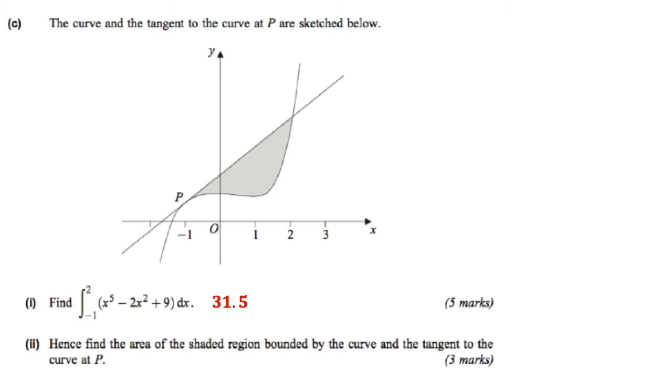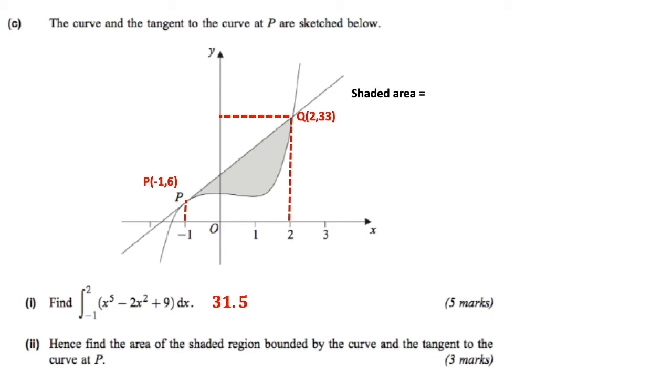From part 1 and part C, we do know the value of the integration between minus 1 and 2 is 31.5. We know as well from our parts A and B that Q is (2, 33) and P is (-1, 6). And P and Q are both points on the curve and tangent as established in questions A and B. So that's the information that's given to us, and it's useful to add that onto the diagram.